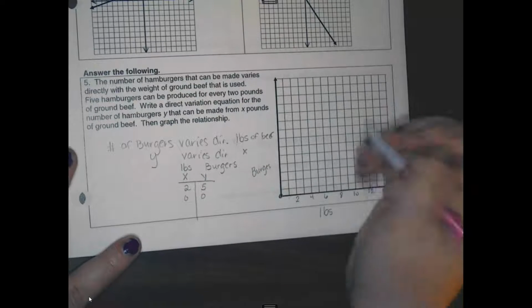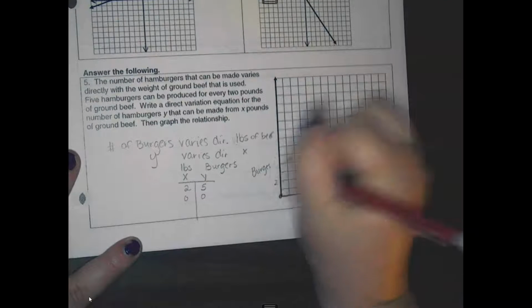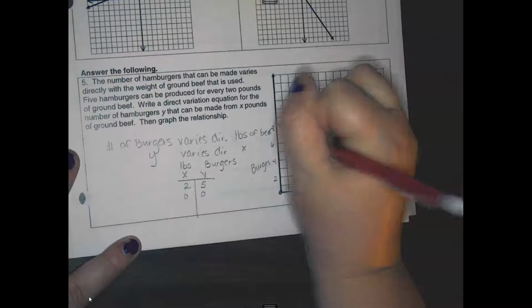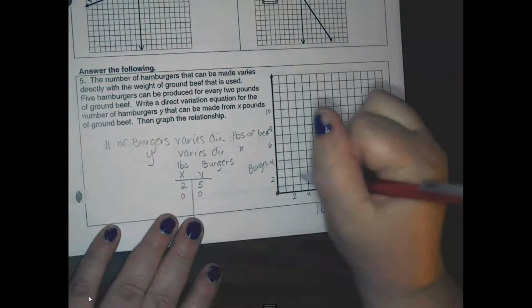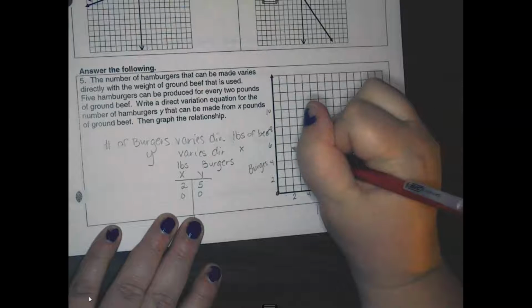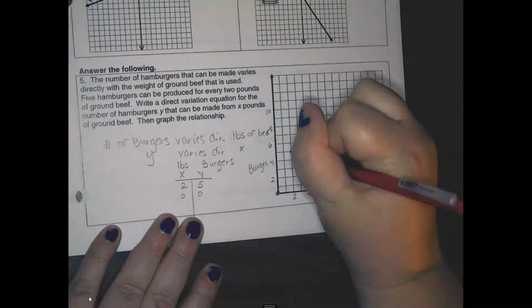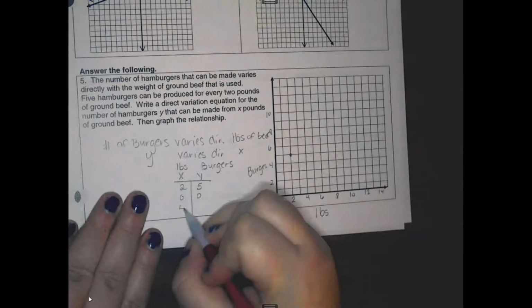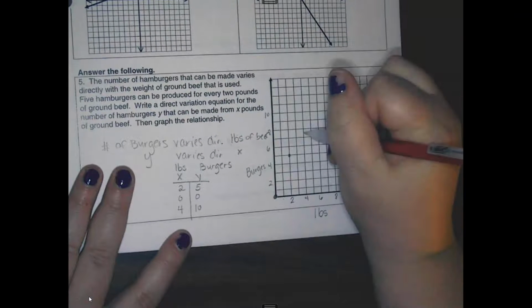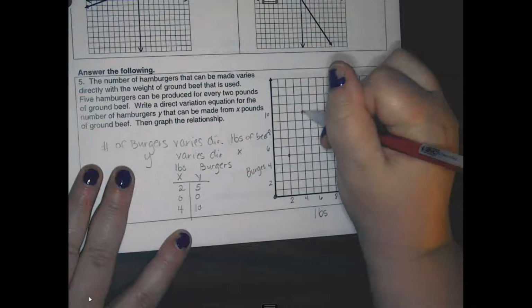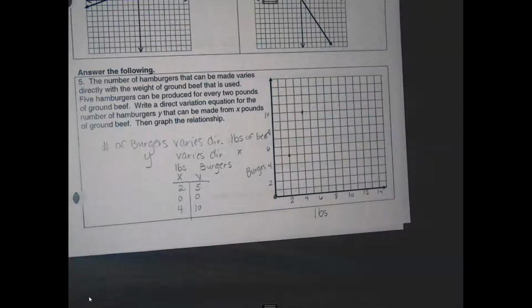And then over here we have burgers. And I'm going to label every other line also, but I'm still going to go by ones. Alright, so I have 0, 0, and then I'm going to have 2 pounds, 5 burgers. So if I had 4 pounds, I'd make 10 burgers. And so there is my graph.